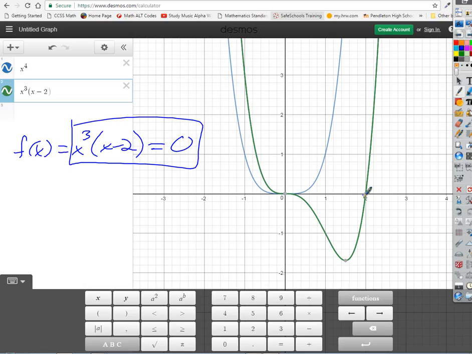How many global maximum values? None. How many local maximum? Is there a local maximum here? There isn't. This one's trying to almost be a maximum, but it's not, is it? Turning points. We missed that. You tell me, how many turning points are there? Is it 1 or 2?